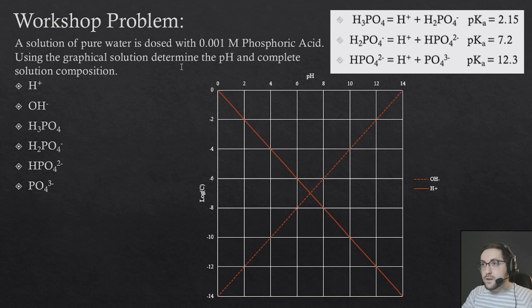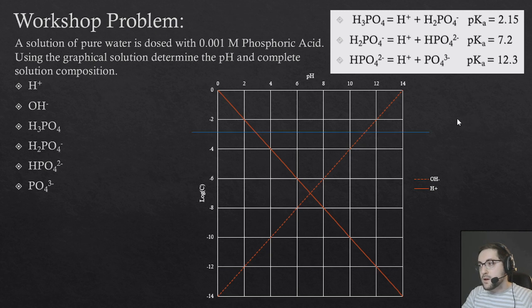So like it says in the problem, we're going to be using the graphical solution. So the first step here is to just get our x and y going. X-axis is pH from 0 to 14. Y-axis is going to be the log of the concentration from 0 to negative 14. So that's the log of the concentration of whatever species we're graphing. And then we're going to have two 45-degree lines, one for H plus and one for OH minus. That's our initial setup.